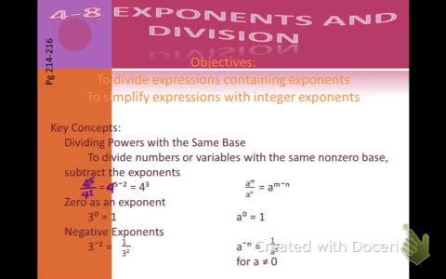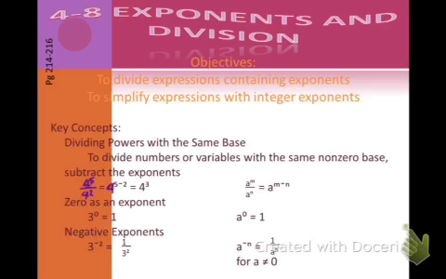Again, 0 as an exponent. If you have a number to the 0 power, it will equal 1. We discussed this before in our lessons before.